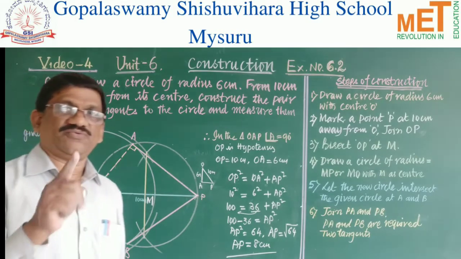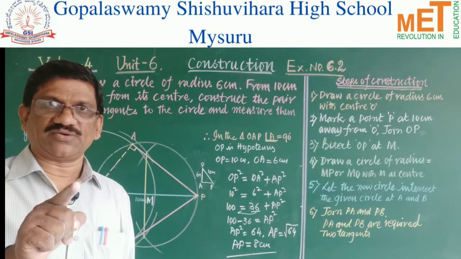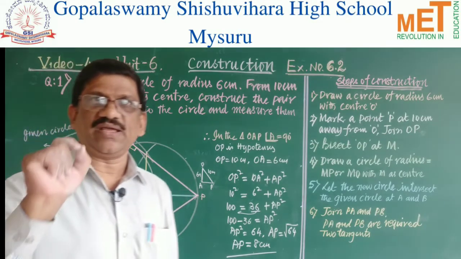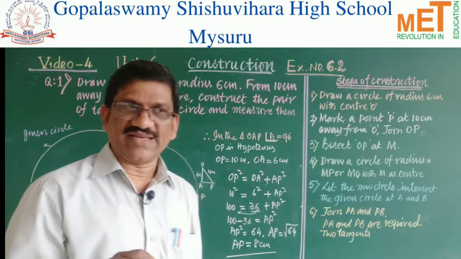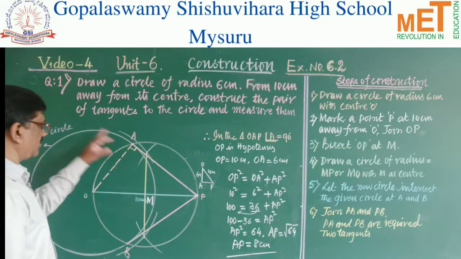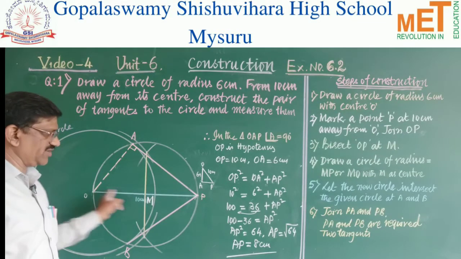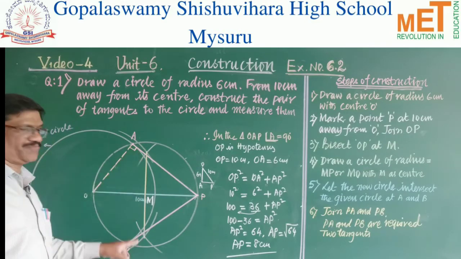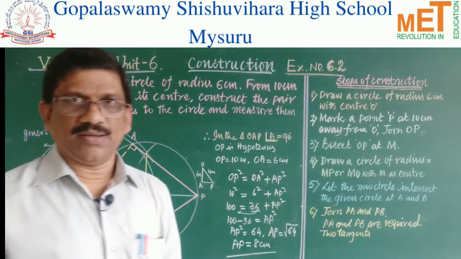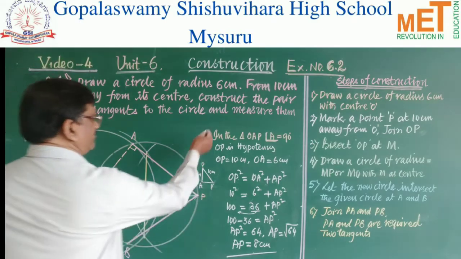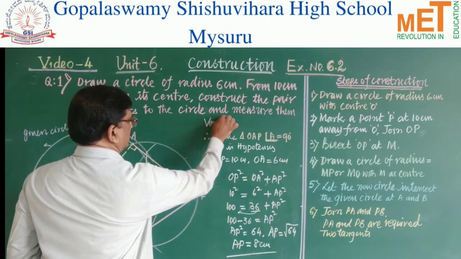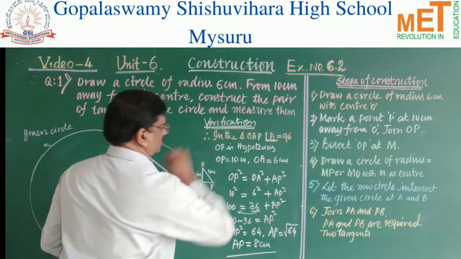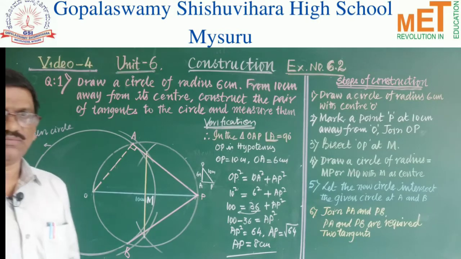Suppose if you get 8 centimeter by measuring this distance, your construction is perfectly correct. Otherwise, you have made mistakes somewhere, while taking the radius, or while drawing the line segment, or while measuring. Okay children, so this is how we can verify. This is nothing but verification. Understood children? Okay, take down.